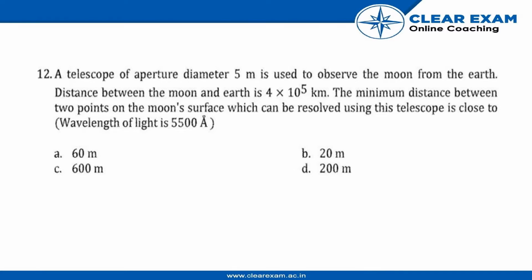So in this question, a telescope of aperture diameter 5 meter is used to observe the moon from the earth, and the distance between the moon and earth is given as 4 into 10 to the power 5 kilometer. So the minimum distance between 2 points on the moon's surface which can be resolved by using the telescope is close to, and they have given the wavelength of light 5500 Angstrom. So let's solve the question.